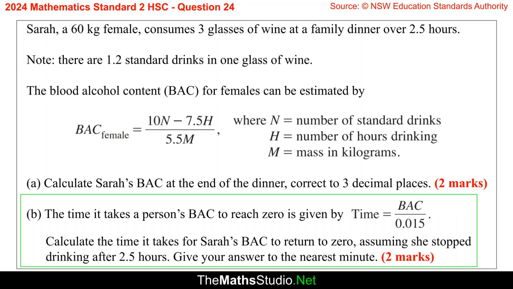Part B. The time it takes a person's BAC to reach 0 is given by time equals BAC over 0.015. Calculate the time it takes for Sarah's BAC to return to 0, assuming she stopped drinking after 2.5 hours. Give your answer to the nearest minute.